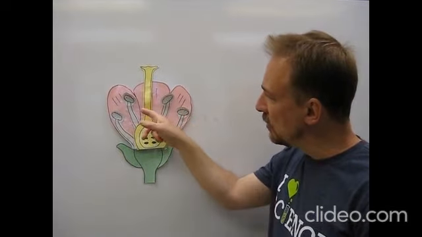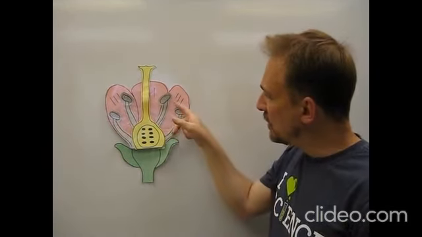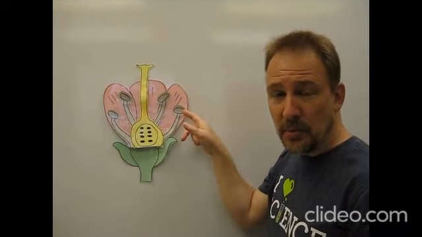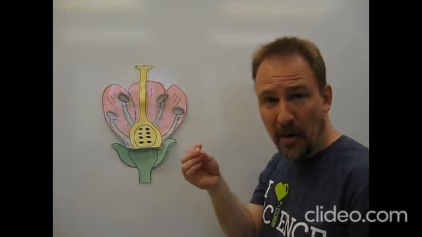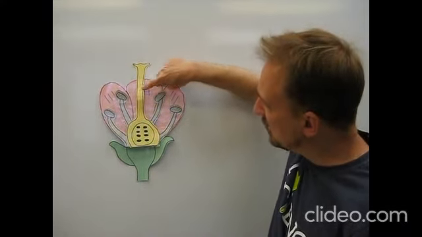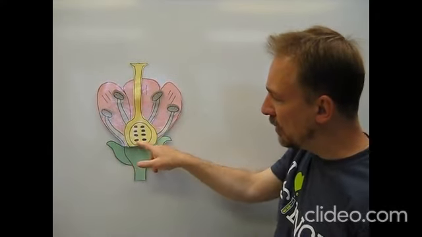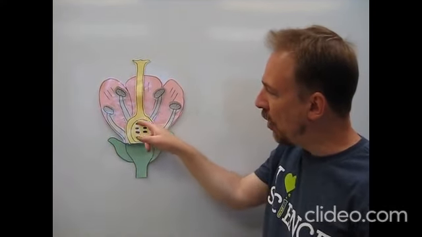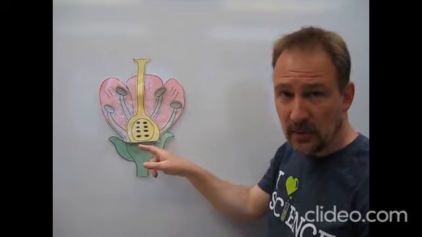These gray things are the stamens, the male part of the flower. On top of the stamen are anthers, which produce the pollen grains, that yellow powder. This yellow thing is the pistil, the female part, made of the stigma, style, and ovary. And inside the ovary are ovules, or egg cells.